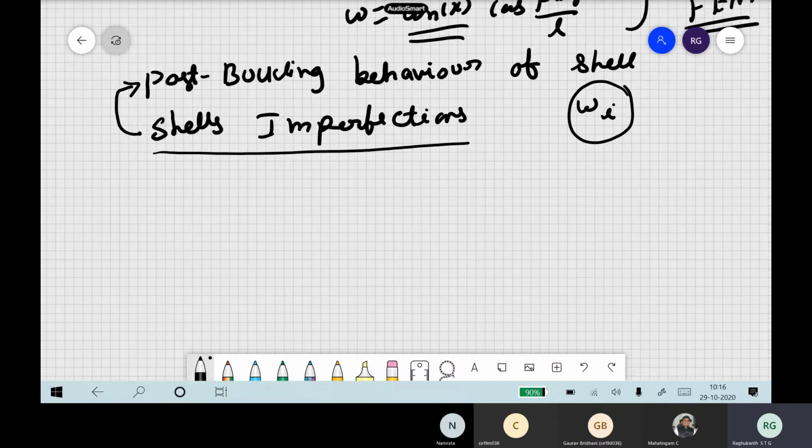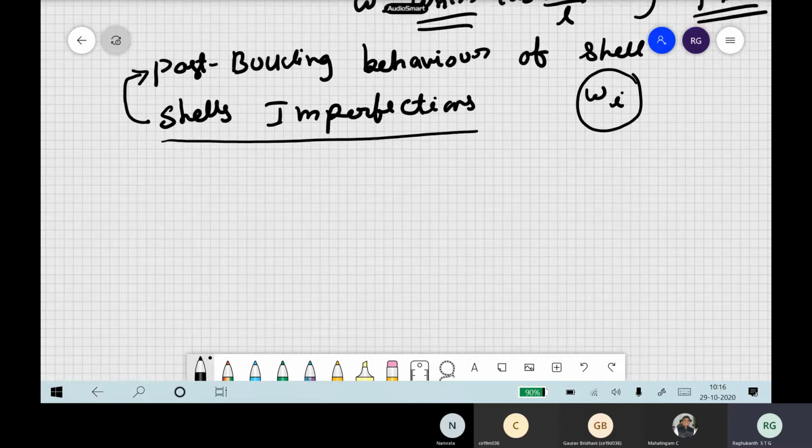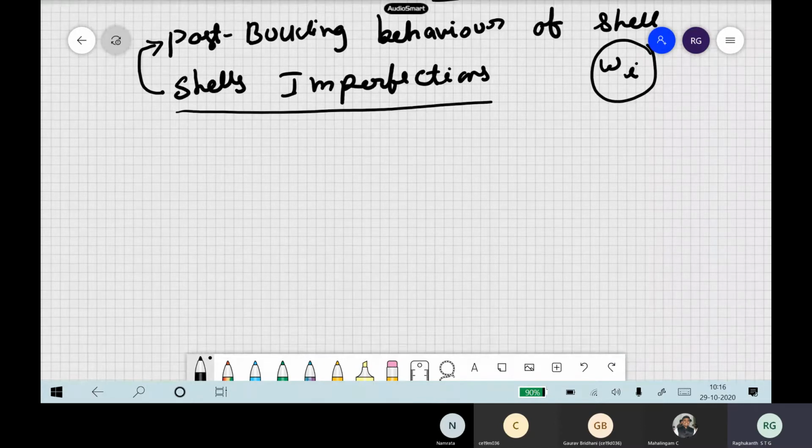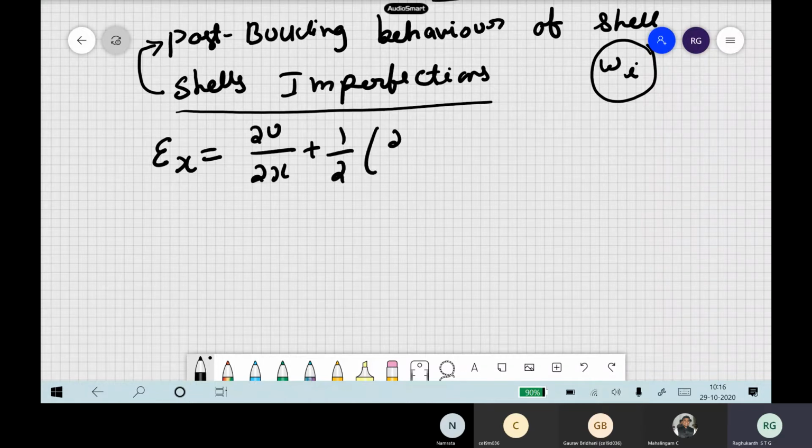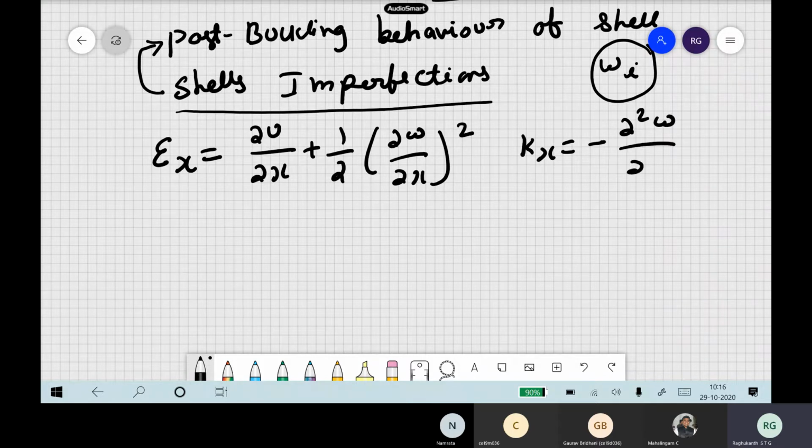So if you want to see these imperfections, then whatever theory we did previously, you have to add some extra things. Because for the strains, we have assumed epsilon x as simply dou u by dou x. Now it is no more. So you have to do dou u by dou x plus half dou w by dou x whole square. Then you remember for plate also we derived the deflection curvature, dou square w by dou x square.